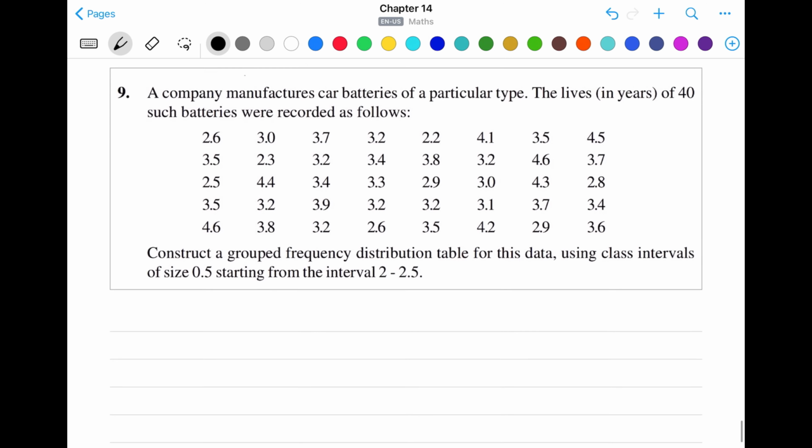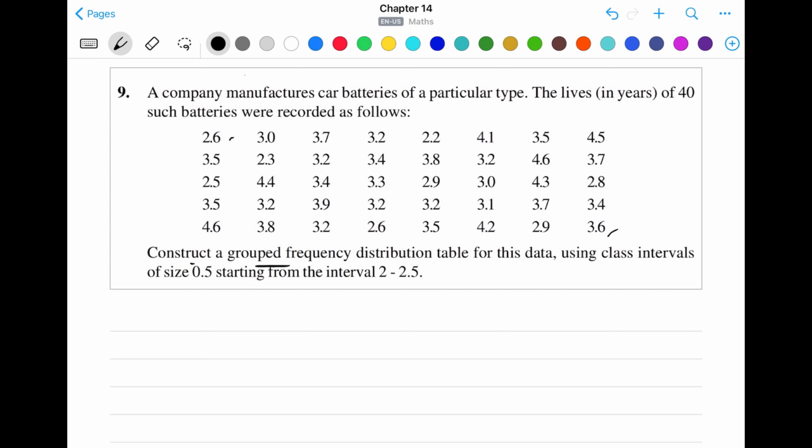Now moving to the next and the last question of this exercise. We have a company that manufactures car batteries of a particular type. The lives in years of 40 such batteries were recorded as follows. Okay, so a company is making batteries for cars, and the lives in years of 40 such batteries were recorded as follows. One battery survived only 2.6 years, another survived 3 years, and the next survived 3.7, and so on, till the last one is 3.6.